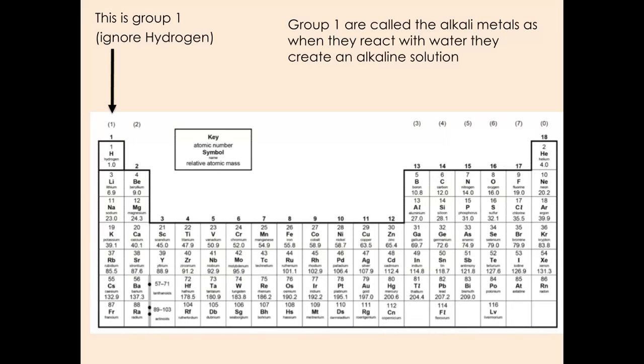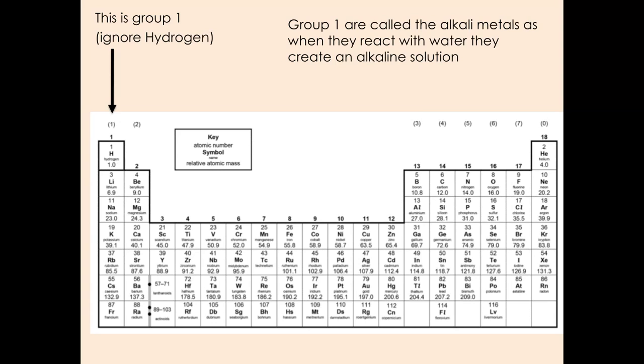So first of all, we need to know where Group 1 is. As we should remember from our lessons on the periodic table, the periods are the rows that go across and the groups are the columns that go down. So Group 1 starts on the left-hand side. Group 1 is the first column on the left-hand side.